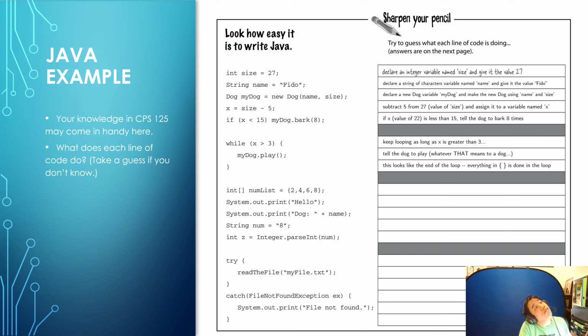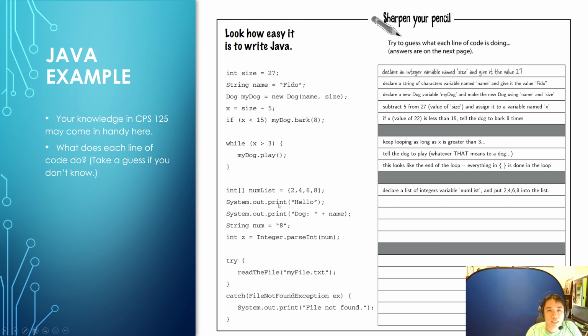All right. Another thing that we learned in CPS 125 is arrays. So here we declare an integer list and we put 2468 in it. So that's about it. Nothing special here, and it's CPS 125 knowledge, so I assume that you actually know this stuff.